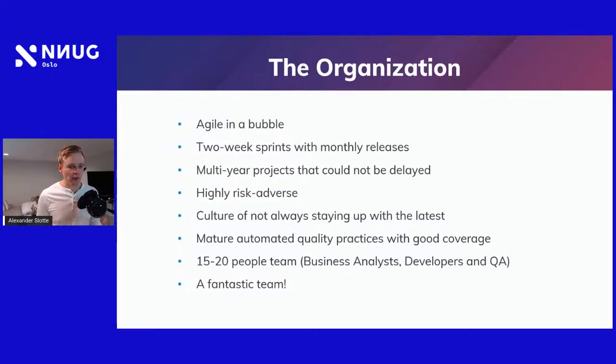Something that's very positive about this team, though, is that they have a very mature automated quality practice. It's very collaborative concerning quality. They have a lot of automated testing, and they have awesome collaboration across the team. The team size is very big. It's about 15 to 20 people, and that's what the client preferred. It's not ideal by any means, but we have a lot of developers, a lot of BAs, and a lot of quality engineers in the same team. But it works just fine.